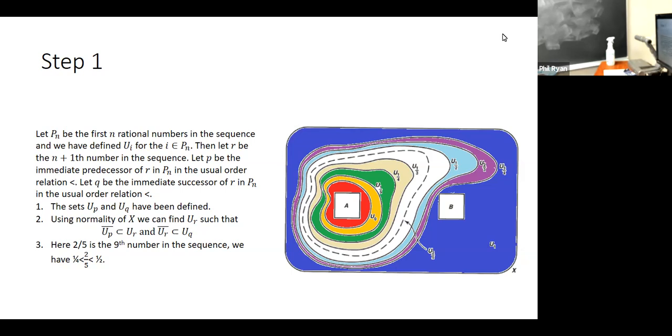Right. So if those numbers are P and Q, that means the sets U_P and U_Q have already been defined, and so therefore, by the normality of X, we can find our U_R such that our two closed sets that we don't want to get too close to are the closure of U_P and the closure of U_Q, with the proviso that if Q equals 1, it's actually B they're talking about.